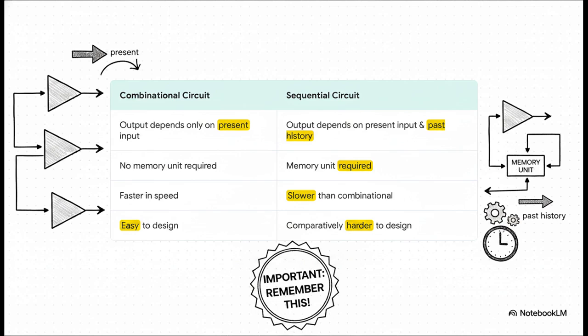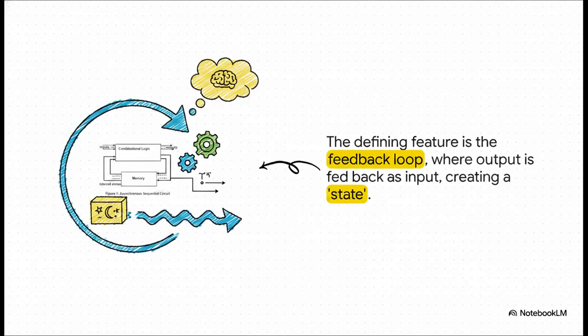But for a sequential circuit, things are different. The output depends on the present inputs and the past history of inputs, which we call the circuit's state. And for that to happen, it must have a memory unit. Now, this does make them a bit slower and harder to design, but that memory is exactly what makes them so powerful. By the way, this comparison is a very common exam question, so please make sure you understand this table inside and out.